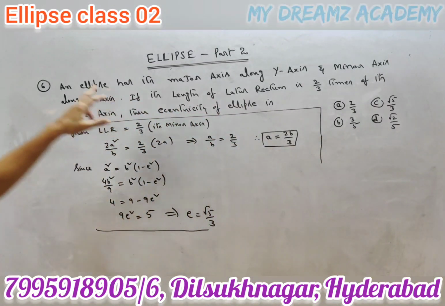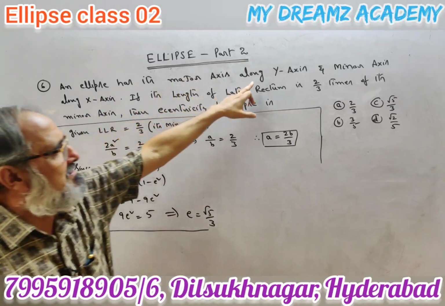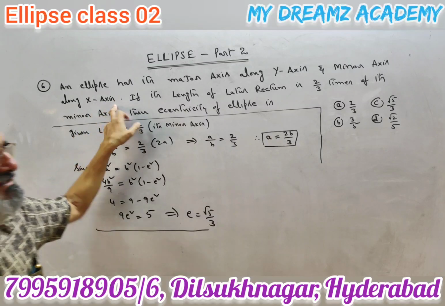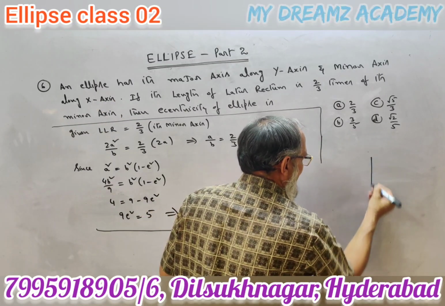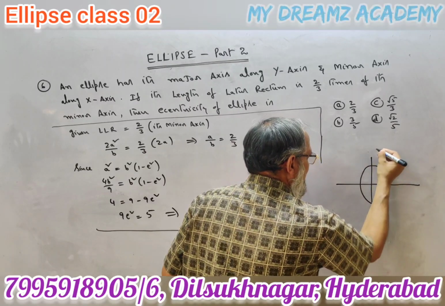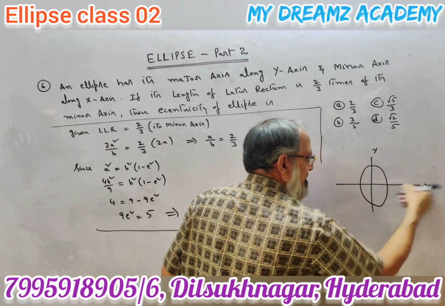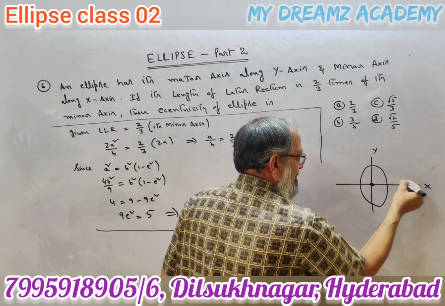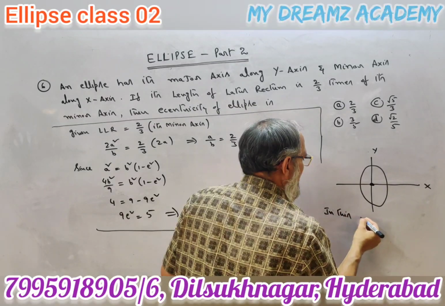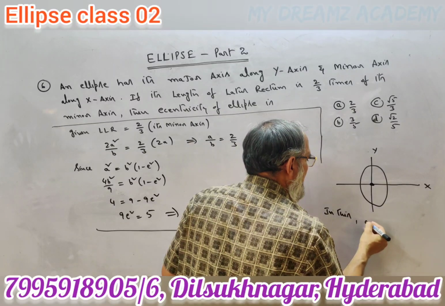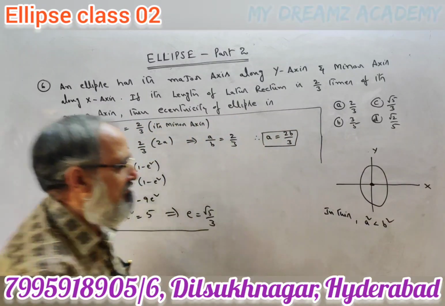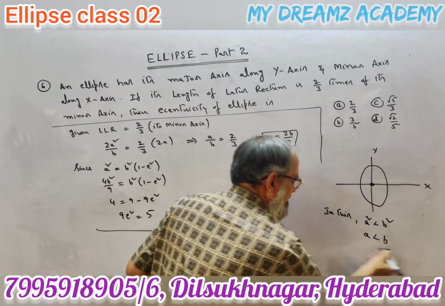Read what is given. An ellipse has its major axis along the y-axis and minor axis along the x-axis. Means what? The ellipse is coming like this. So the major axis is along the y-axis and the minor axis along the x-axis. So this is what we got here: a square is less than b square, a is less than b. This is the a is less than b case.